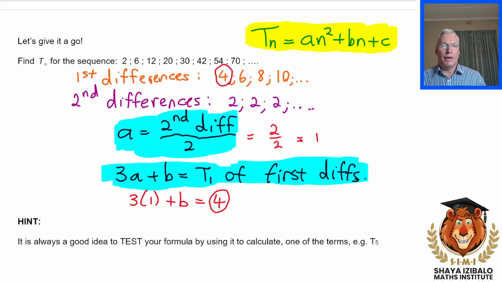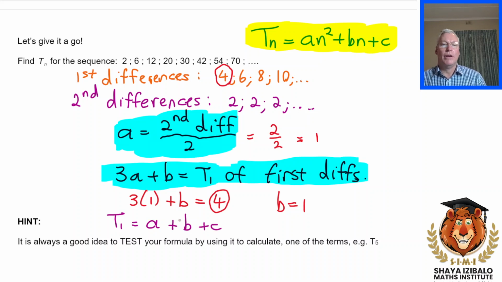Right. How many variables are in this equation? Only one, so we can solve this very easily. 3 times 1 is 3, plus b is 4. Let's subtract 3 from both sides and we get b equals 1. Now we know a and we know b. Now, the last one, which you don't really need to learn as a formula, but if we wanted to find T1, look at this, T1 of the whole sequence would just be, if n is 1, then n squared is also 1, T1 would just be a plus b plus c.